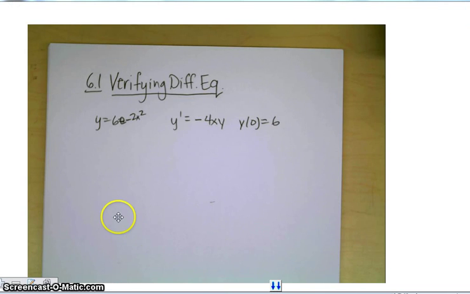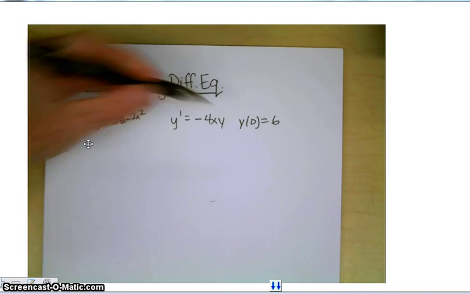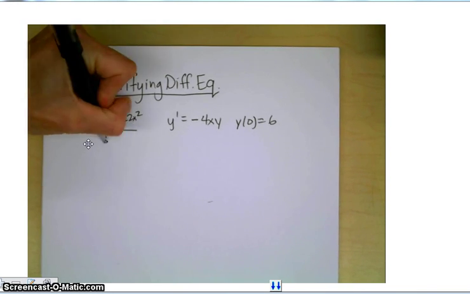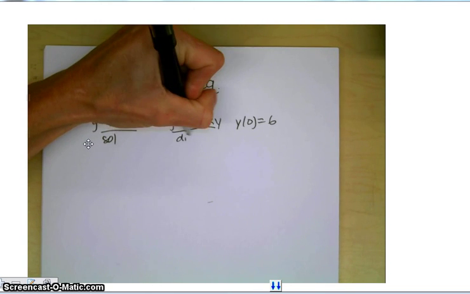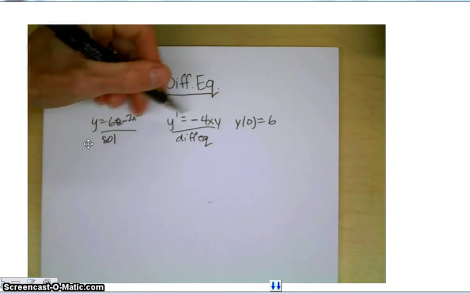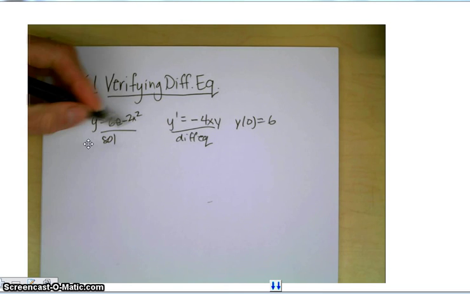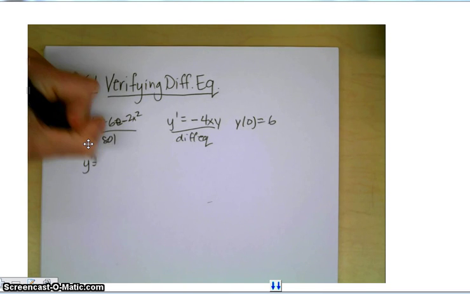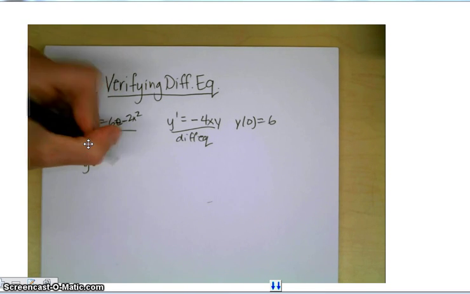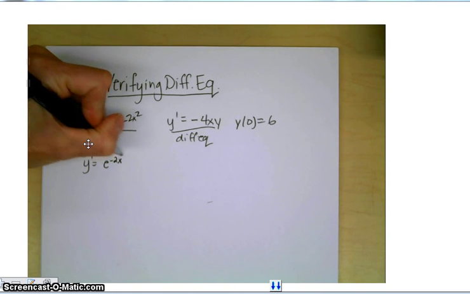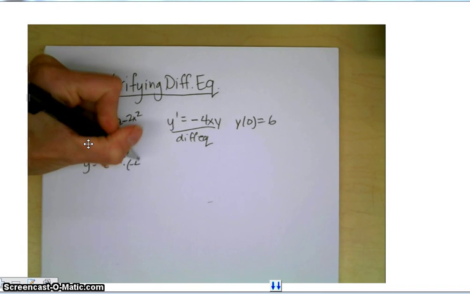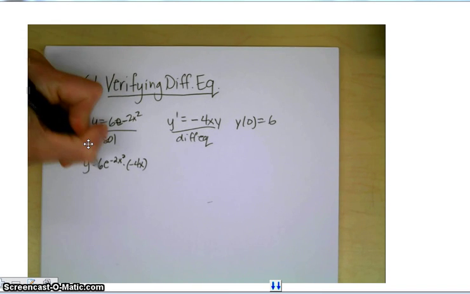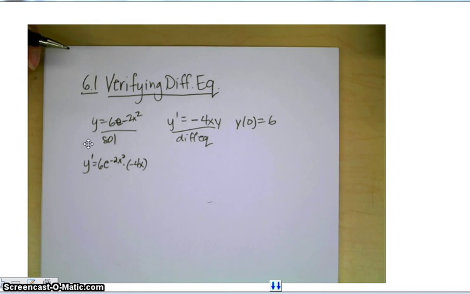So what we're going to do is solve this, kind of like we did yesterday. We want to know, is this a solution to this differential equation? We are going to start by just taking the derivative of this and seeing if we can then do some manipulation and make it match up to that. So the derivative, y prime: the derivative of e to the u is e to the u times u prime, which is negative 4x. That 6 just sits out there. So this is our derivative.